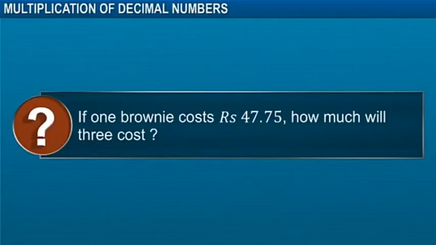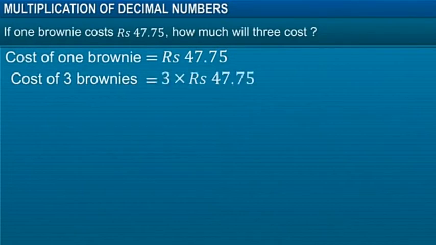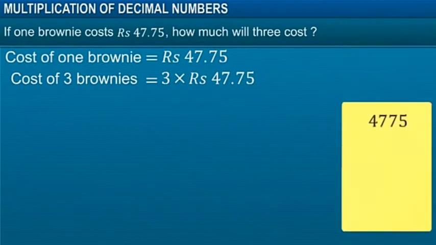Next question. If 1 brownie costs rupees 47.75, how much will 3 cost? To calculate the total money spent on 3 brownies, we just multiply 3 by 47.75. Now, 3 is a whole number and 47.75 is a decimal number. To multiply a whole number by a decimal number, we first multiply the two numbers ignoring the decimal point.